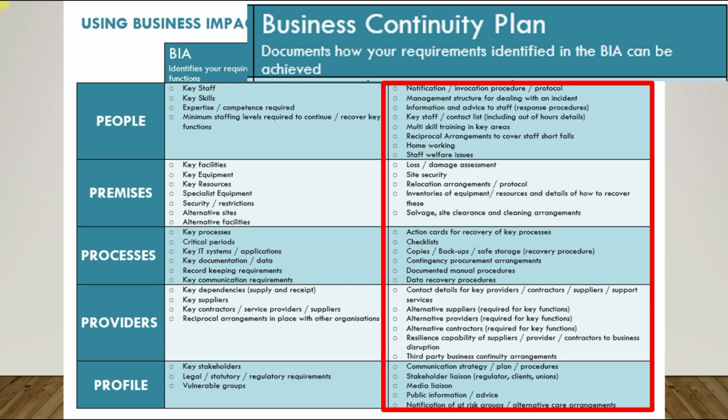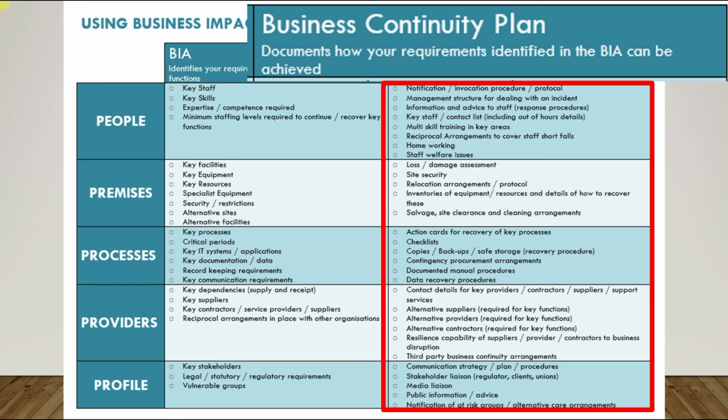In terms of processes, action cards for recovery of key processes. Are there copies and backups and safe storage facilities available? Documentation, manual procedures all prepared so that people know what they're supposed to be doing. Are there data recovery procedures? Of course, for the providers, the suppliers, you're looking at alternative suppliers, alternative contractors, resilience in terms of the capacity of the suppliers and providers. Do you have a contractor that can come and fix the flooding pipe that is broken in the basement? Okay, can they be there within the hour?